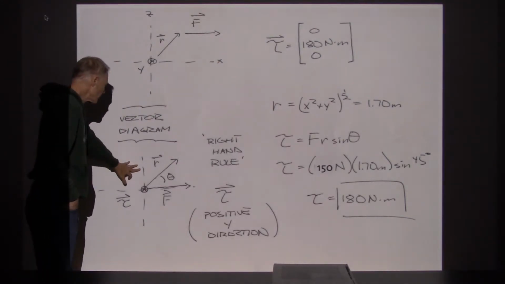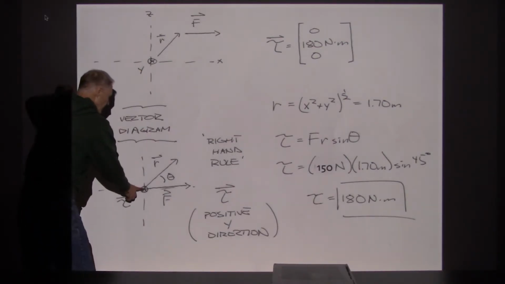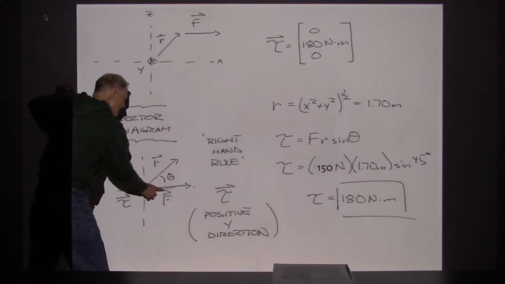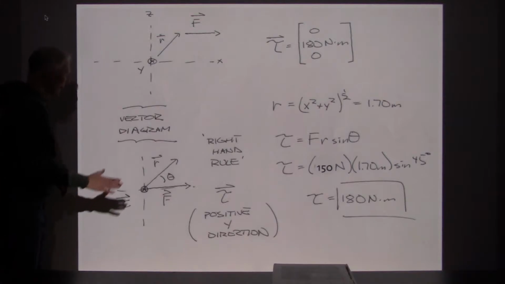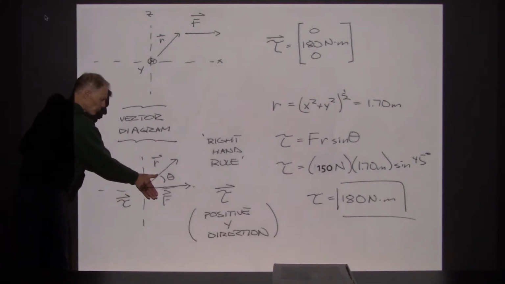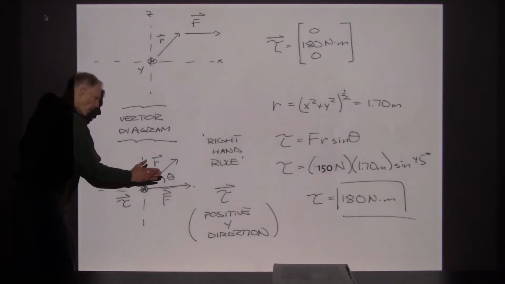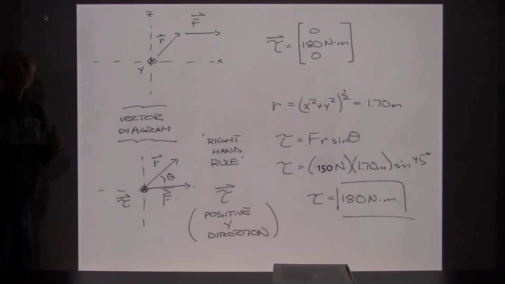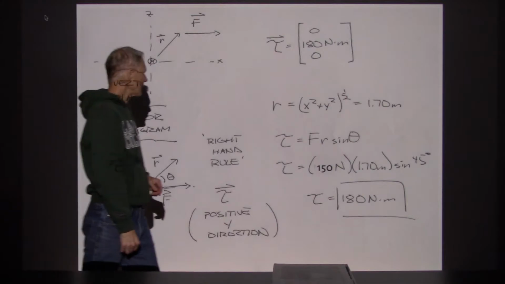Now, what if we just work from the vector diagram? So the vector diagram for this would look like, here is R, here is F, and there's an angle between them. Now, the right-hand rule tells me that if I put my thumb in the direction of the first vector and my fingers in the direction of the second vector, my palm is facing the direction of the cross product. That would be the torque. Now, we've got the direction figured out. The torque's going to be in the positive y direction.